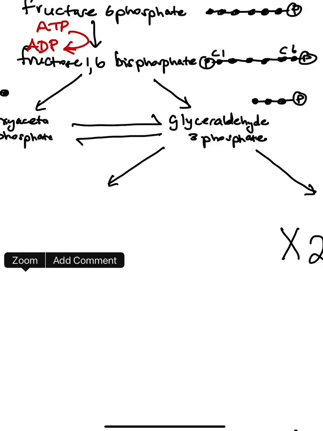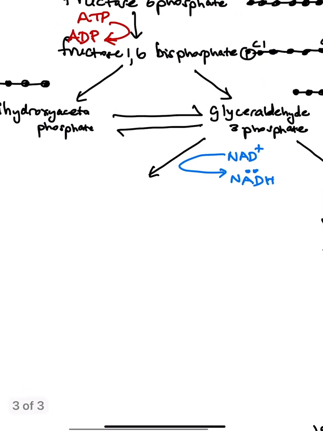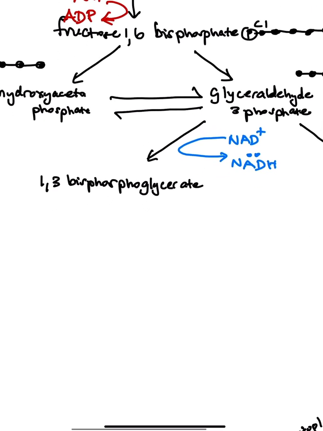So we're going to need some reducing power here, and that comes from an NAD plus molecule coming in and picking up some electrons to be reduced to NADH. And this will form for us a molecule of 1,3-bisphosphoglycerate. Of course, there's also an enzyme involved here. This molecule of bisphosphoglycerate will be changed in the next step into a molecule of 3-phosphoglycerate.